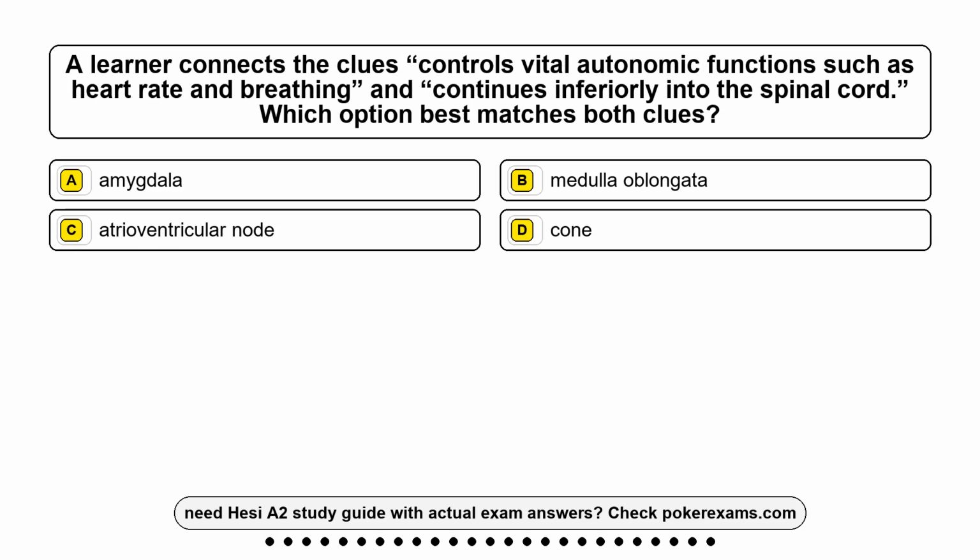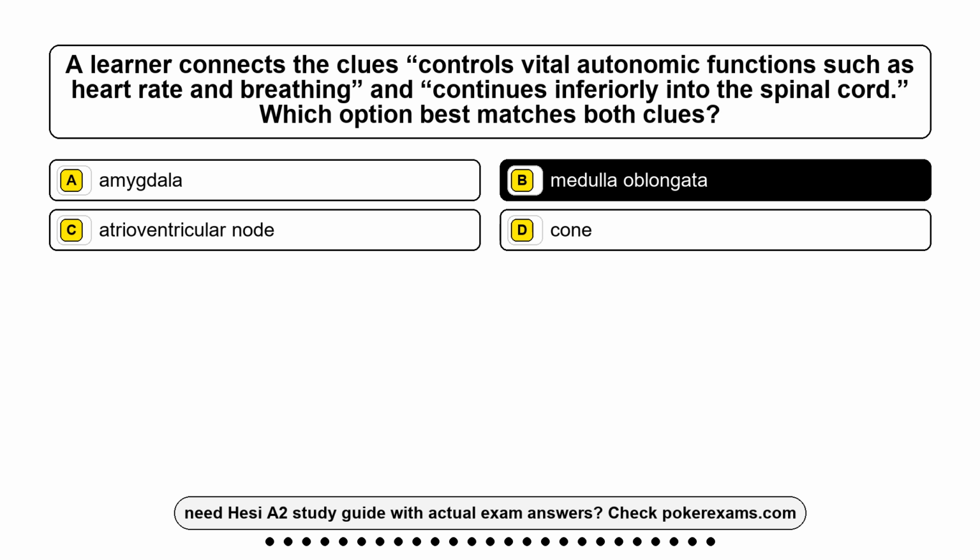Question 18. A learner connects the clues: controls vital autonomic functions such as heart rate and breathing, and continues inferiorly into the spinal cord. Which option best matches both clues? Option A, amygdala. Option B, medulla oblongata. Option C, atrioventricular node. Option D, cone. The correct answer is option B, medulla oblongata.